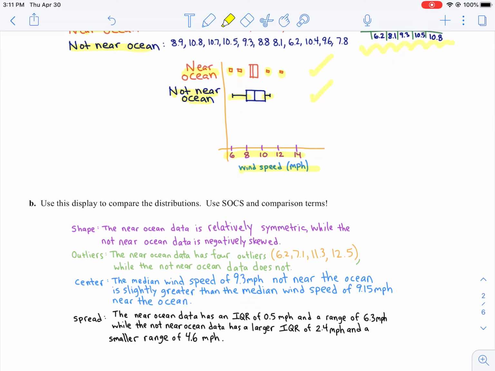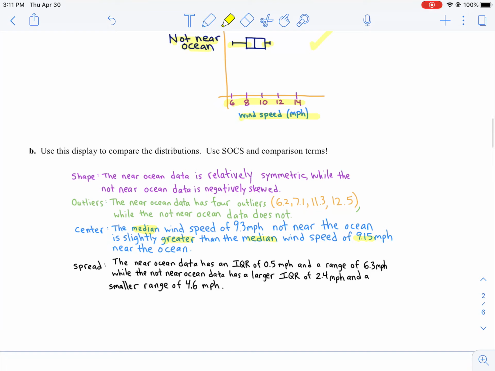Because we have outliers and the data are skewed, we're going to use the median to describe the center. So the median wind speed of 9.3 miles per hour, not near the ocean, is slightly greater. Did you notice that we use a comparative word? Than the median wind speed of 9.1 miles per hour near the ocean. So I use the median of both of them and I use a comparative word.